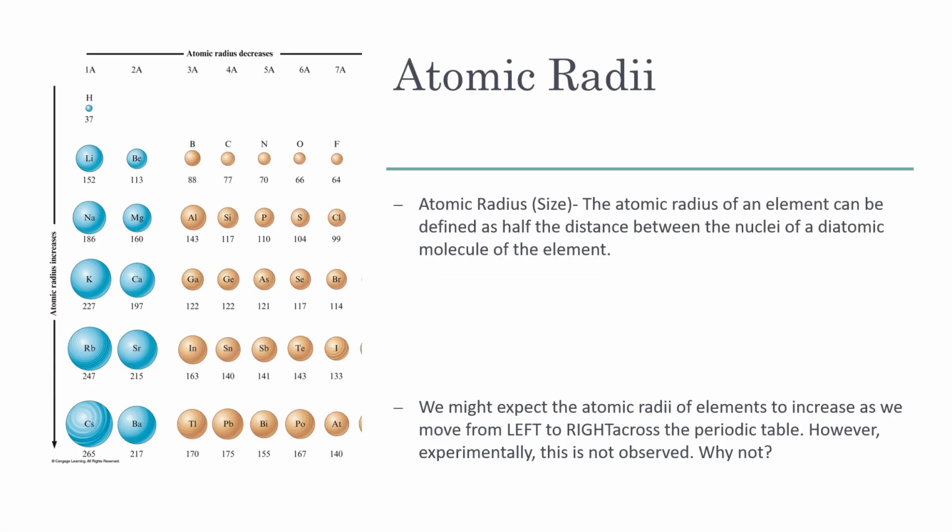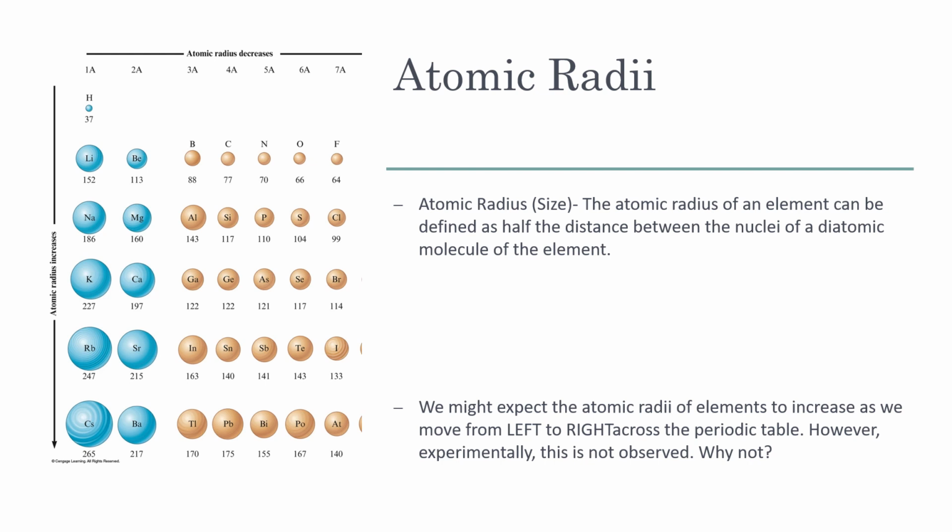The first of our trends will be atomic radii. Please remember that the atom is mostly made up of empty space and therefore has no definitive boundary of where one atom ends and the next atom begins. As a result, we define the atomic radius for an element as half the distance between the nuclei of a diatomic molecule of the element. We might expect that the atomic radius would increase as we move from left to right across the periodic table. However, if you look at the chart on the left side, you can see that the atomic radius actually gets smaller as we go across.